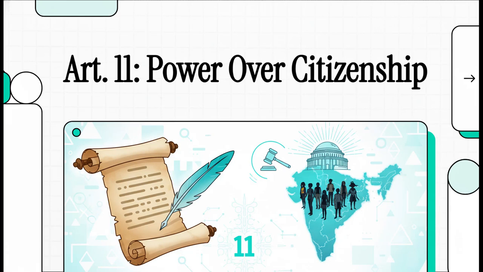All right, let's dive right in. Today, we're going deep on one of the most powerful and frankly most debated articles in the Indian Constitution, Article 11. Think of it as the ultimate source code for Parliament's authority over who is and who is not an Indian citizen. So let's get into it.